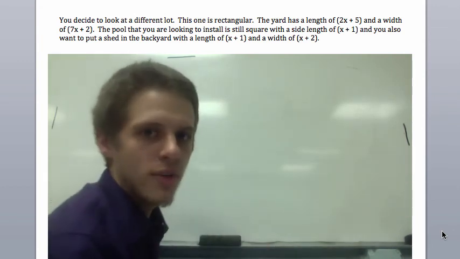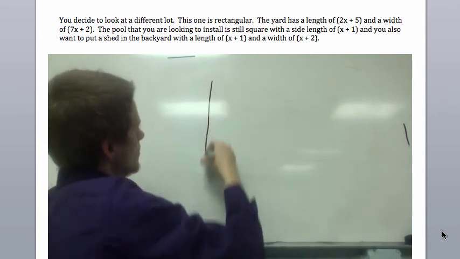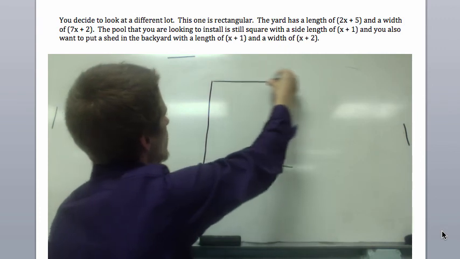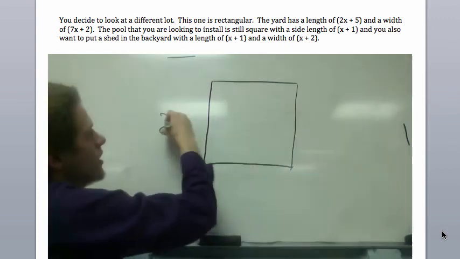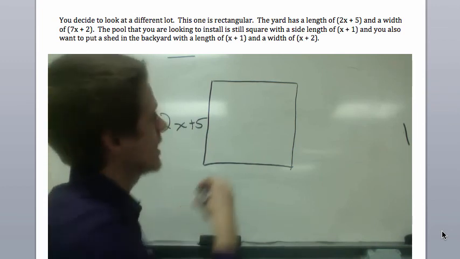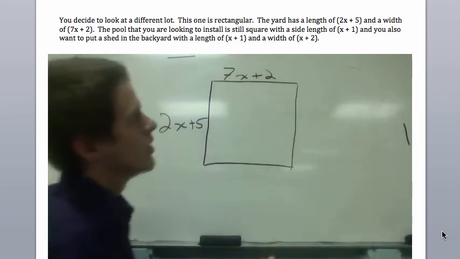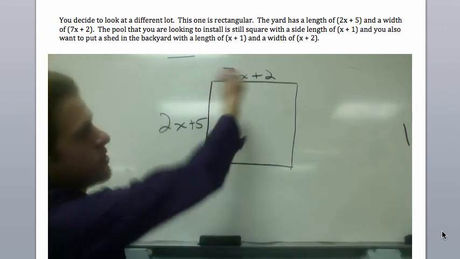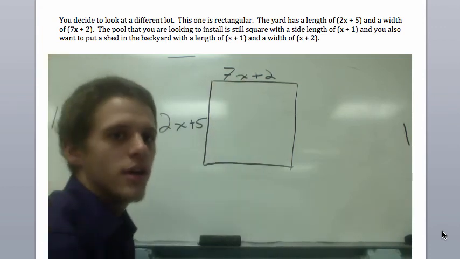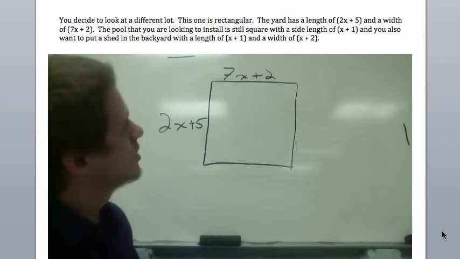Alright, so you've got a yard. The length is 2x plus 5. The length here is 2x plus 5. The width is 7x plus 2. So to find that area, you could just multiply those two polynomials and get your answer. Let's see, the area of the yard. You should be able to find that.